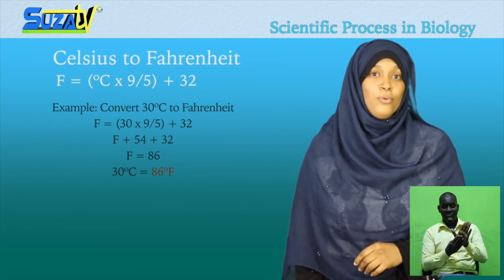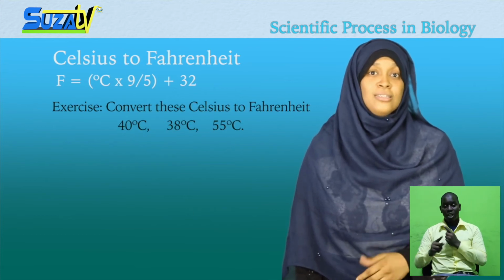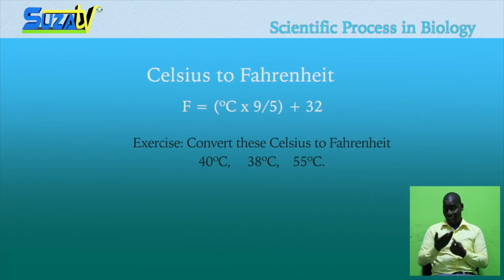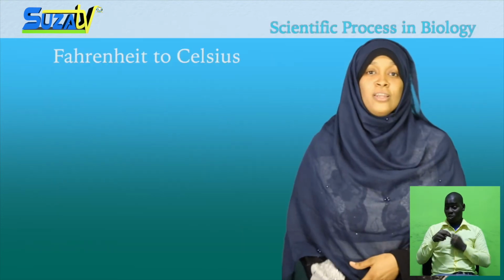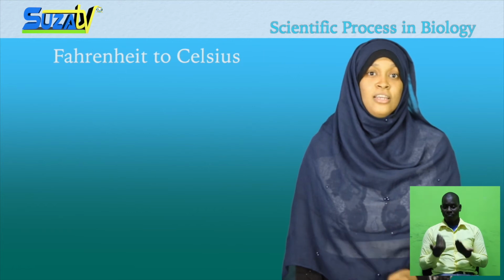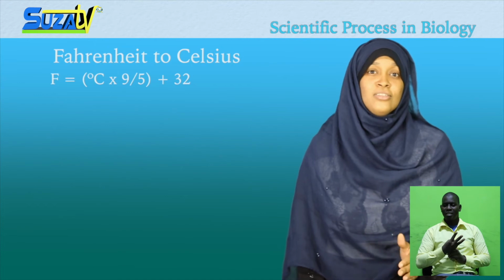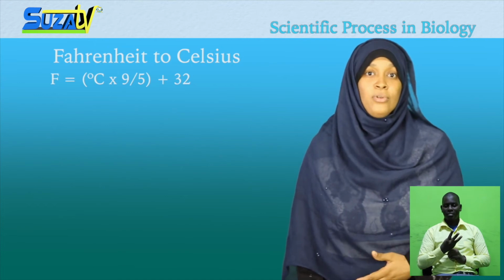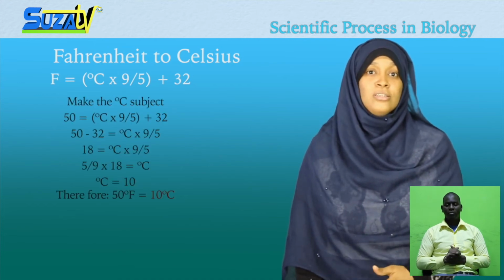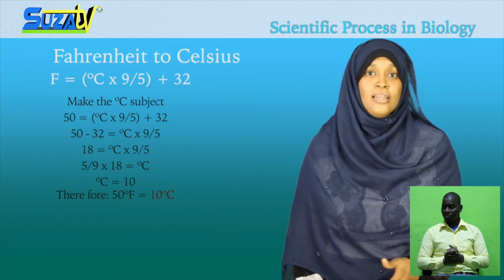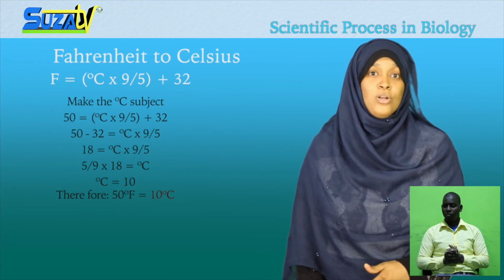Now, do in your book as an exercise, convert these degrees Celsius into degrees Fahrenheit. Also convert the degrees Fahrenheit into degrees Celsius by using the same formula. In the formula, you make the degrees Celsius the subject. For example, convert 50 degrees Fahrenheit to degrees Celsius. See the solution. Now do this on your exercise book. Convert these degrees Fahrenheit to degrees Celsius.